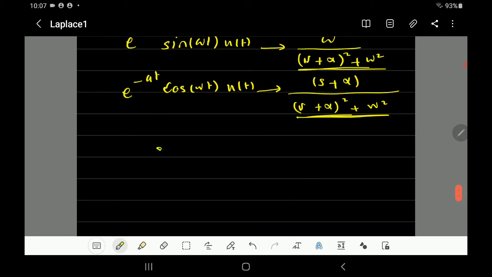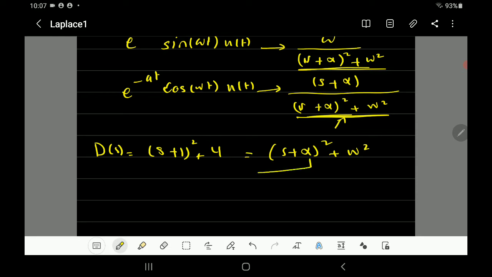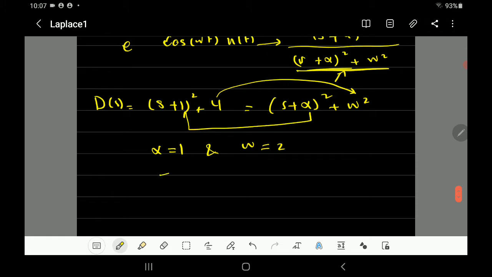So if you compare it, you will find (s plus 1) squared plus 4, that's the denominator of this expression, should be equal to (s plus alpha) squared plus omega squared. Comparing that, you'll find alpha is equal to 1 and 4 equals omega squared. So omega equals 2. Well, no wonder. You could do that from the beginning because the complex roots you found were minus 1 plus or minus j2. When you have complex roots like that, you know this is alpha and this is omega, even before you make the comparison.